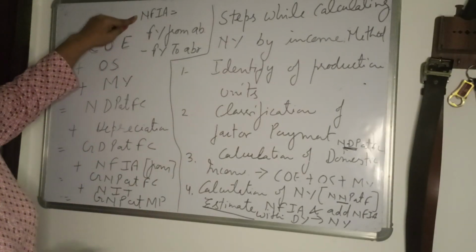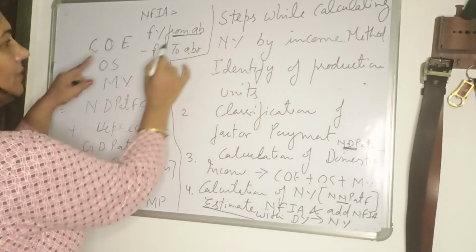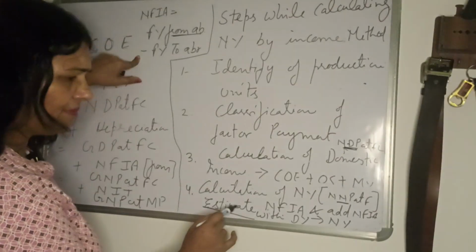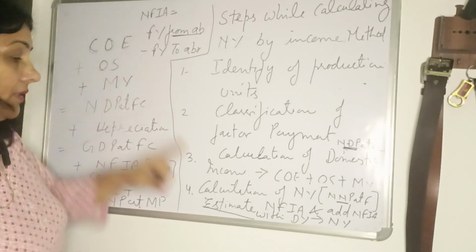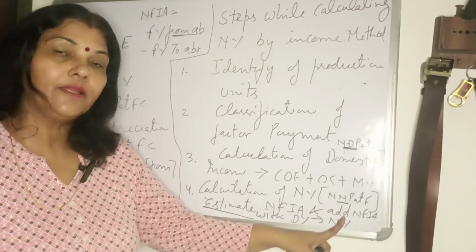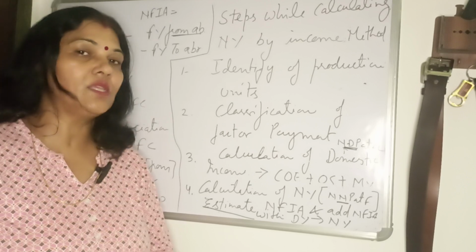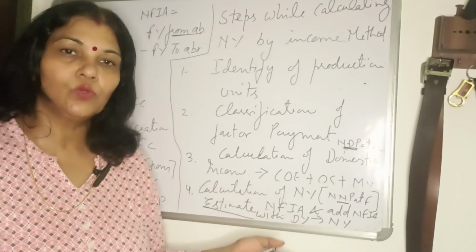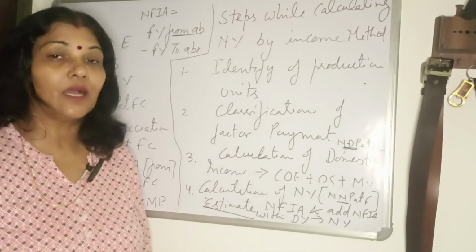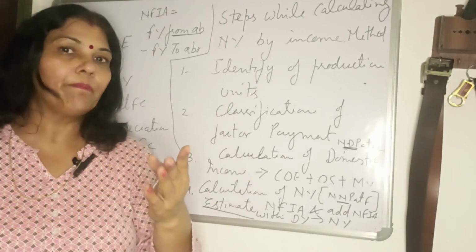NFIA. How to estimate NFIA? Factor income earned from abroad minus factor income paid to abroad. That is the estimation of NFIA. After estimating NFIA, we are supposed to add net factor income from abroad to the domestic income NDP at FC to convert it into NNP at FC.